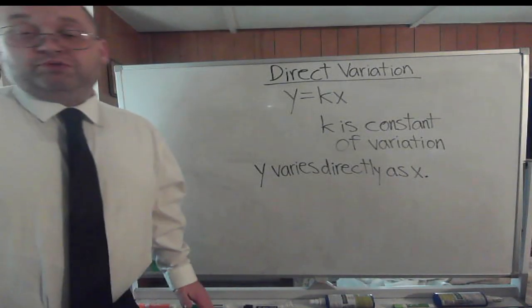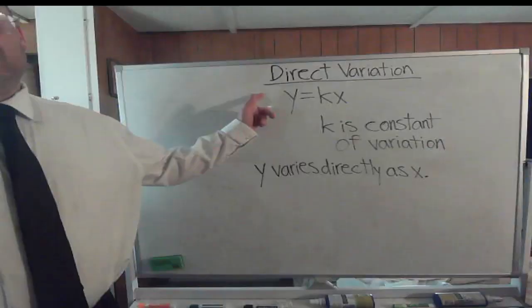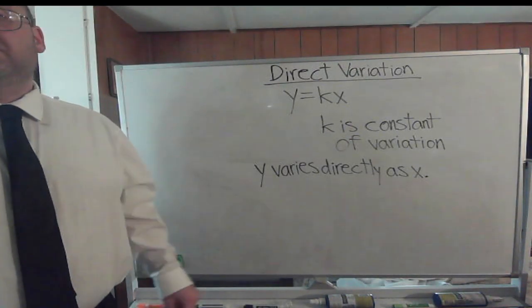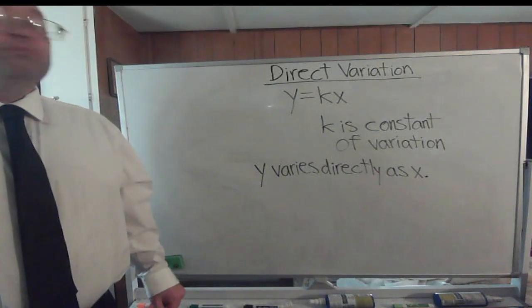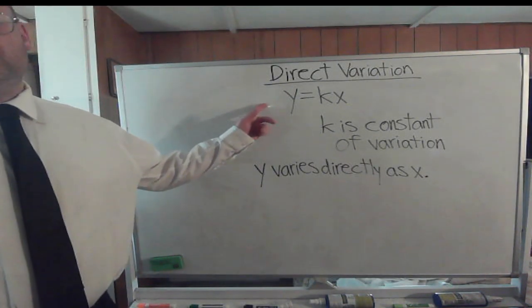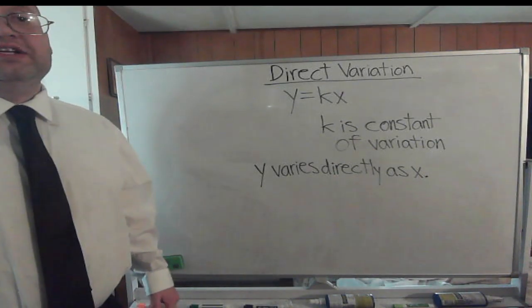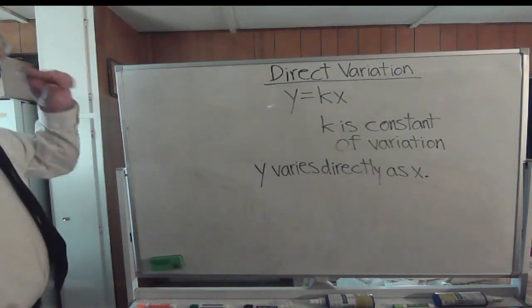There are a couple types of variation. We have direct variation, which we're going to talk about today. Next lesson, we're going to talk about the second type called inverse variation. And then the third type really combines the two that I mentioned. It's called joint variation, but it just combines direct and inverse variation. So today we're going to stick with direct.